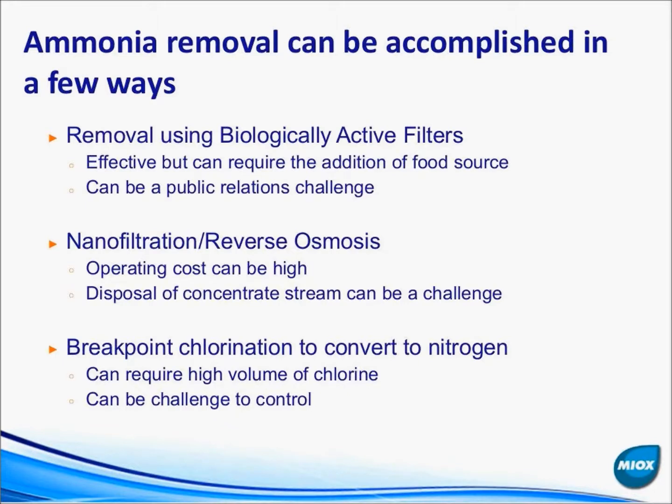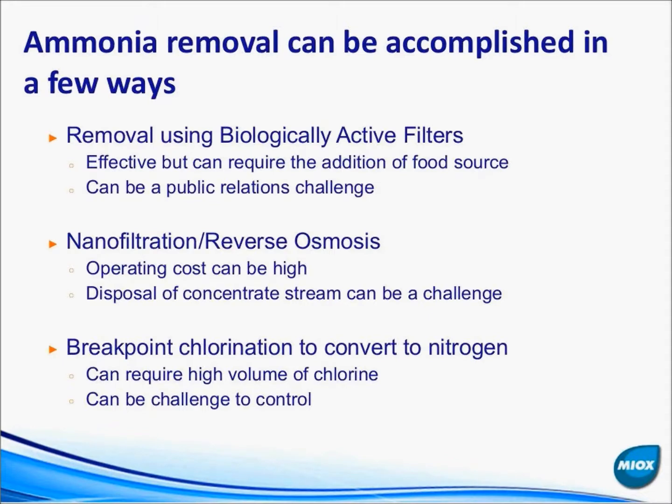And then, if there isn't a large body of water that has a long time to biologically reduce the ammonia in the water body prior to the water treatment plant, this can be brought into the water treatment plant and has to be dealt with. It can be accomplished in a variety of ways. One, you can remove that with biologically active filters, although that's not very common in drinking water systems.